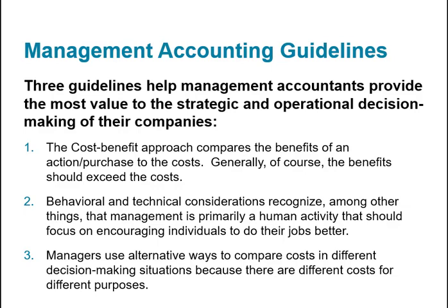We talked about the guidelines before, and this is how management accountants focus to be able to provide the most benefit to managers. The most important one here probably is that we look at alternative ways to compare costs in different decision making situations, and also to remember that there are different costs for different purposes. I once had somebody ask me what the cost was for a service that the bank provided, and my answer was, what do you want it for? Because the costs can differ. Managers don't really understand those distinctions. It's really up to the management accountant to be clued in on what kind of information they're going to provide.